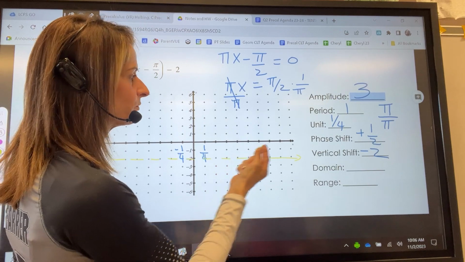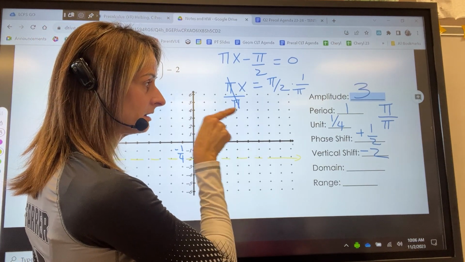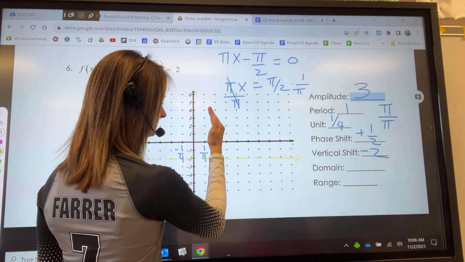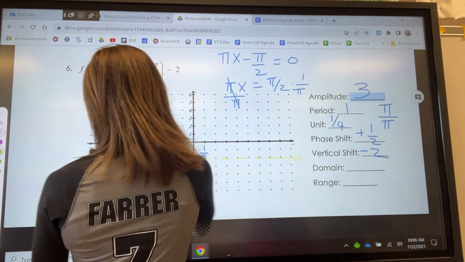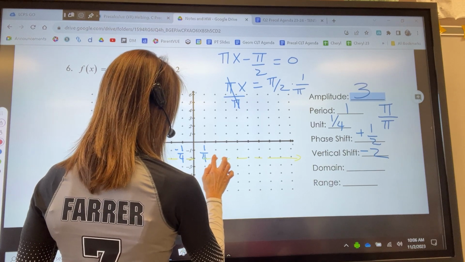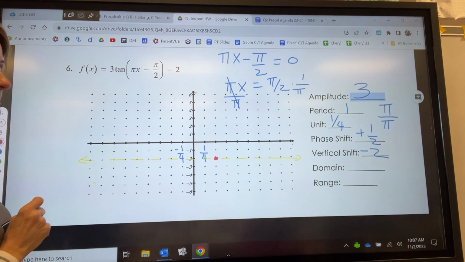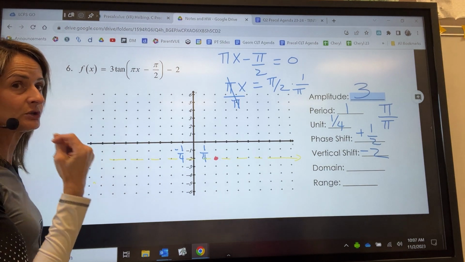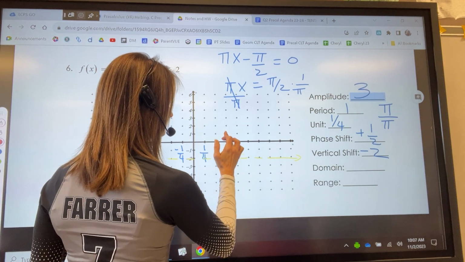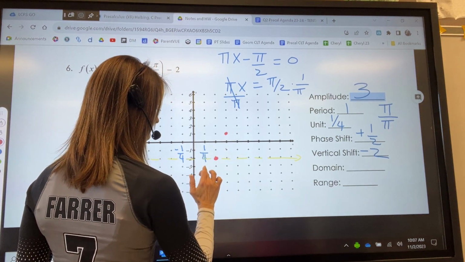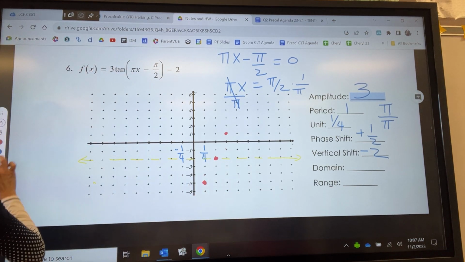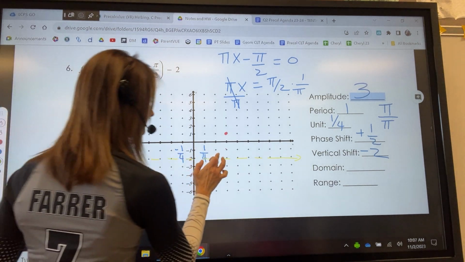Okay, phase shift, we're going right because it's plus 1/2, and we're counting in fourths. So it's 1/4, 2/4, and then we're going down 2. So our new 0, 0 is right here. There's no reflection because that leading coefficient is positive, but we do have an amplitude of 3. So from there, I'm going to go over 1, up 1, 2, 3. Left 1, 2, 3. That's good. I should circle my starting point so we don't get confused.